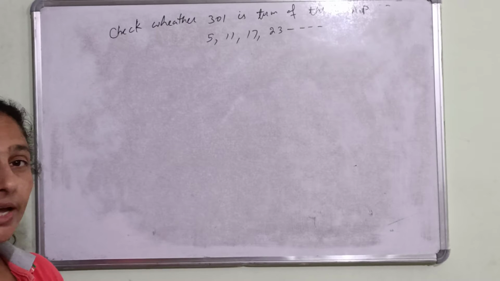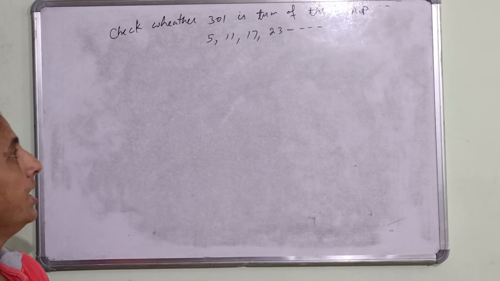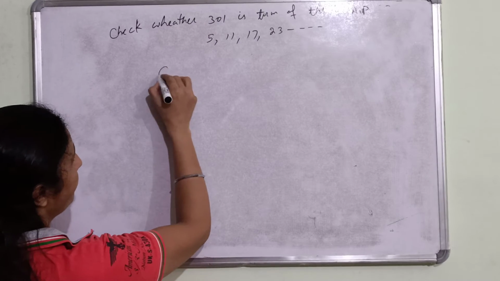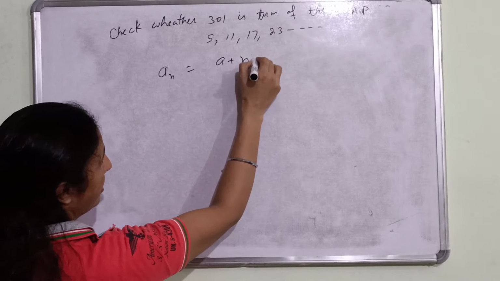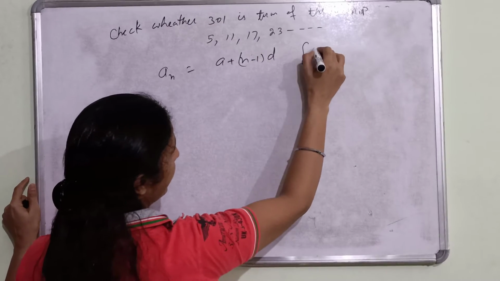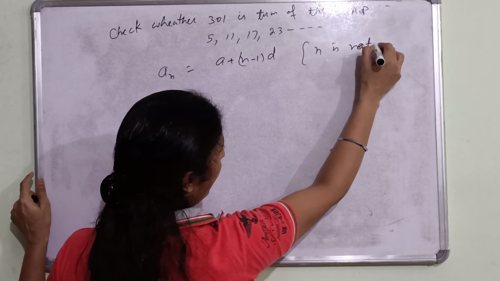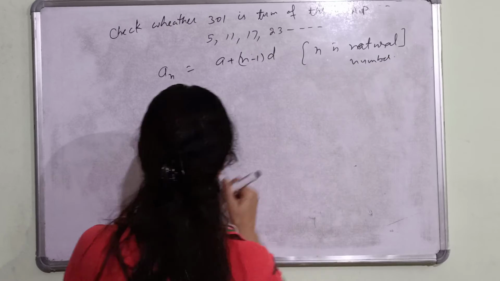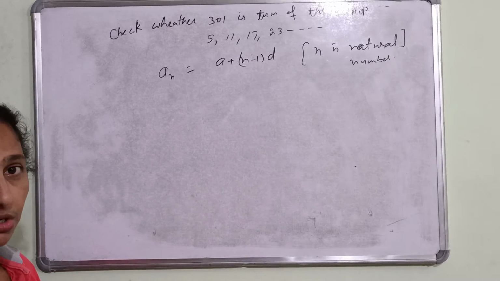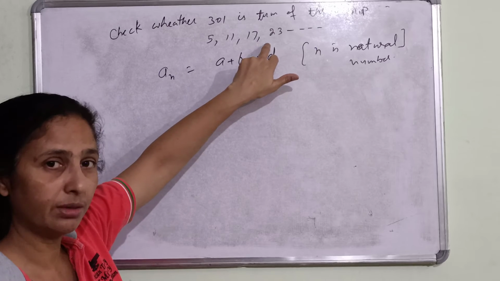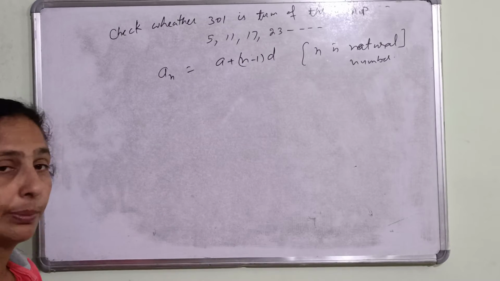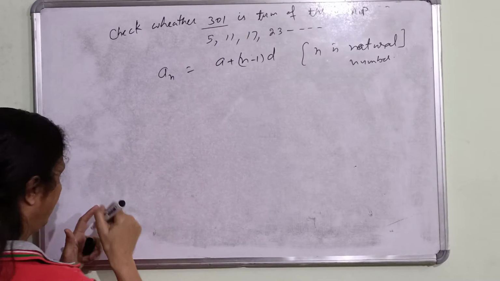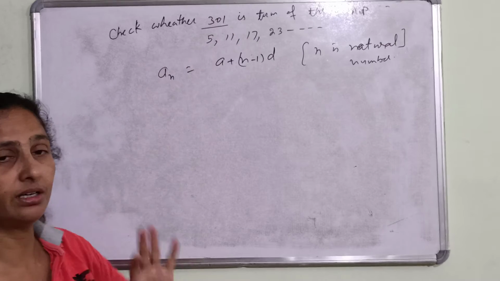So by using the nth term, the general term, we can find out, because you know that n is a natural number. Whenever we use the nth term, a plus (n minus 1)d, n is a natural number. So you have to keep it in mind, n is a natural number, right? If n is a natural number, then this term would be a term of this series, otherwise it would not be. Now use this. We have to check whether 301 is a term of the series or not.